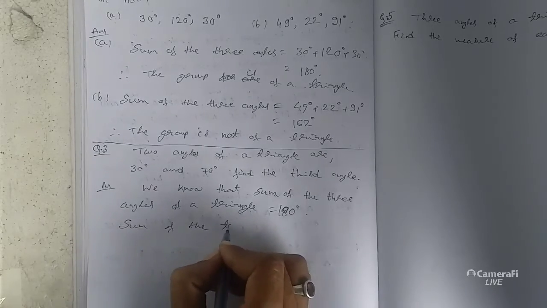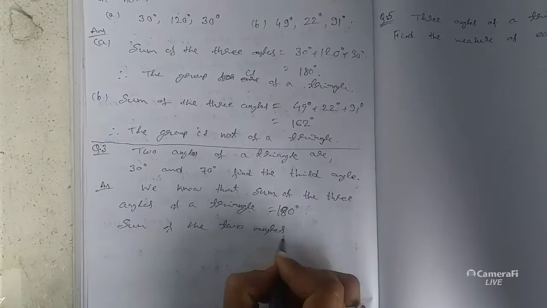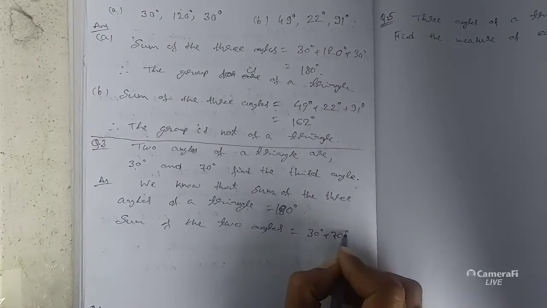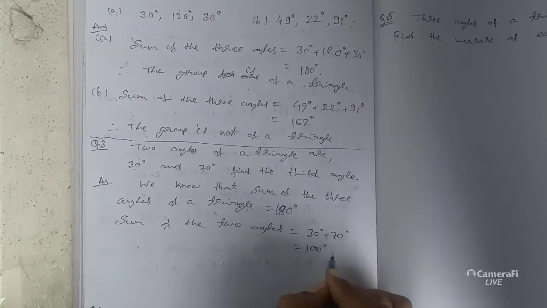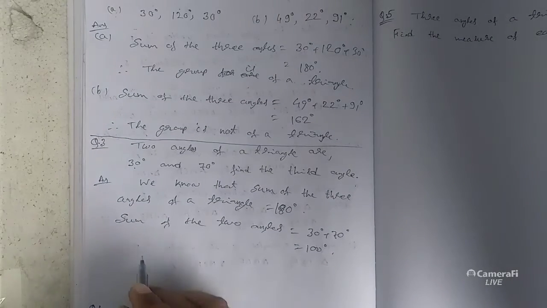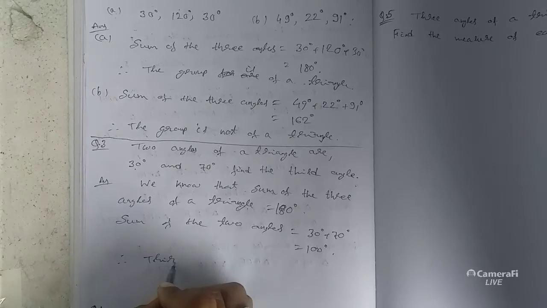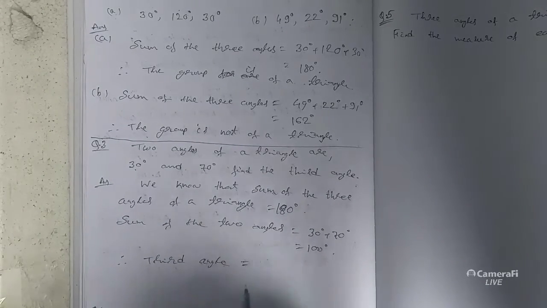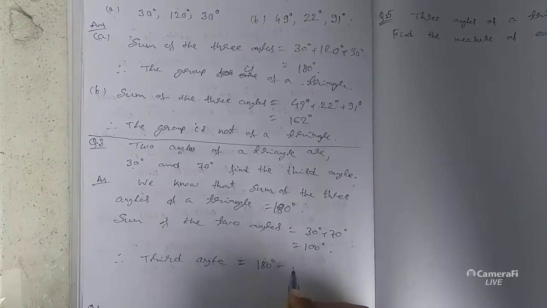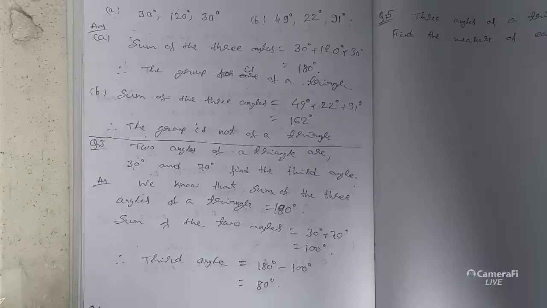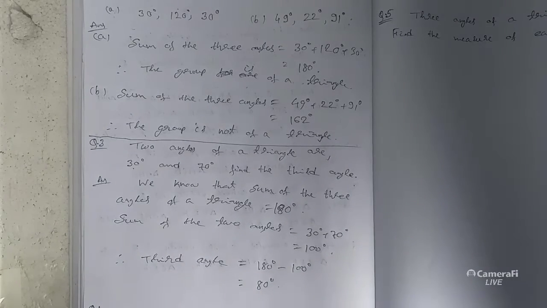Sum of the 2 angles equal to 30 plus 70. Given 2 angles we get 100 degree. Then what should be the third angle? Therefore third angle, this should be the total of 3 angles minus total of 2 angles, that is 80 degree. So we are getting the third angle equal to 80 degree.